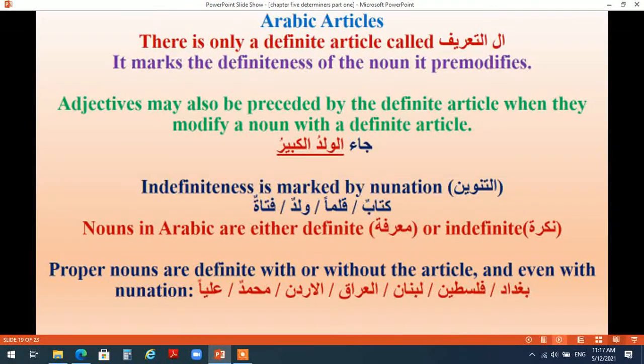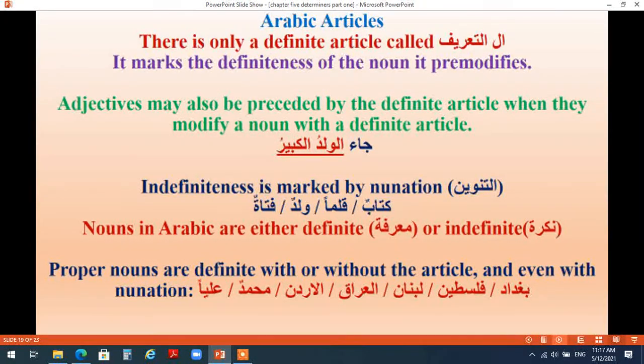Now بعد أن أنهينا مناقشة articles in English, we come to Arabic. So in Arabic in fact there is only a definite article called التعريف. إذن باللغة العربية لدينا فقط أداة تعريف واحدة اللي نسميها التعريف. It marks the definiteness of the noun it premodifies، وهي تستخدم للإشارة إلى أن الشيء أو الاسم الذي نصفه هو اسم محدد، لأنها التعريف. Adjectives may also be preceded by the definite article when they modify a noun with a definite article.